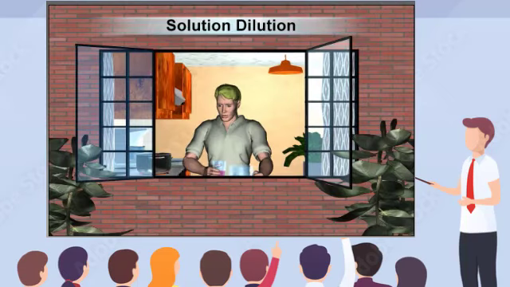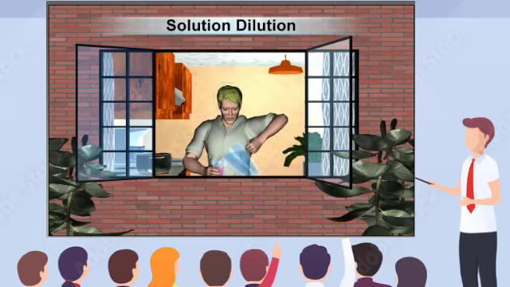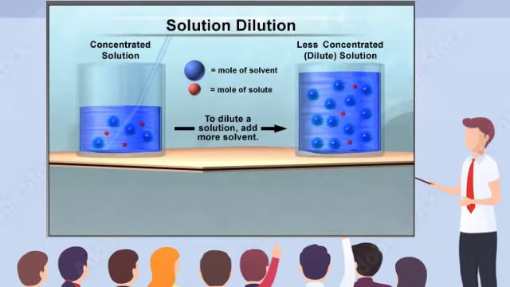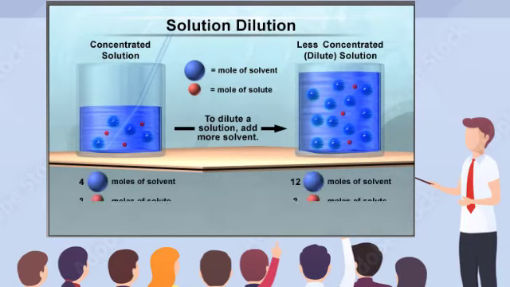Sometimes solutions are more concentrated than needed or desired. It is rather simple to dilute solutions. In fact, you have probably done this often. If cranberry juice is too tart, you add water to make it less concentrated. To dilute a solution, add more solvent. As the example shows, the amount of solvent in the dilute solution increases, while the amount of solute remains unchanged. Consequently, the solution becomes less concentrated.